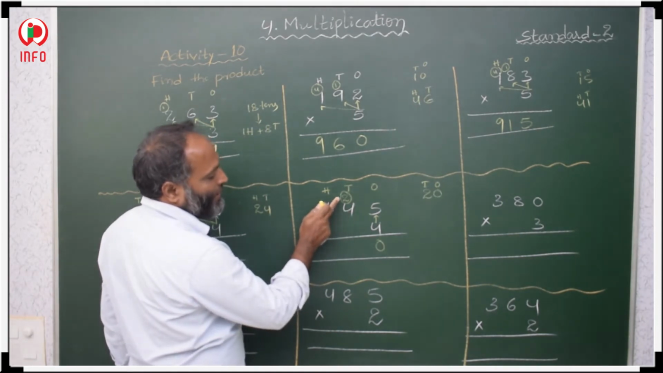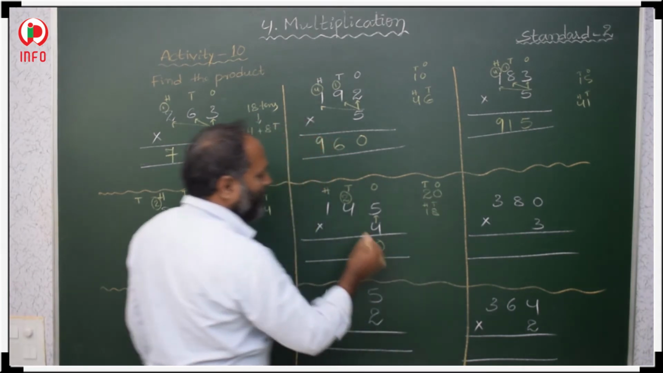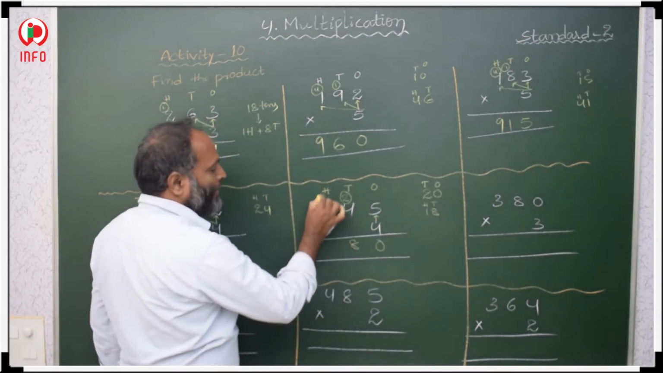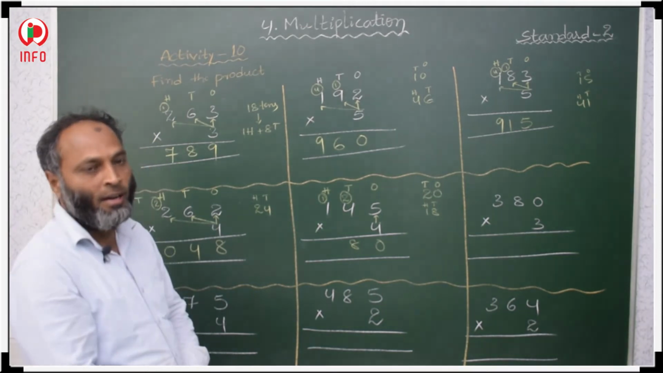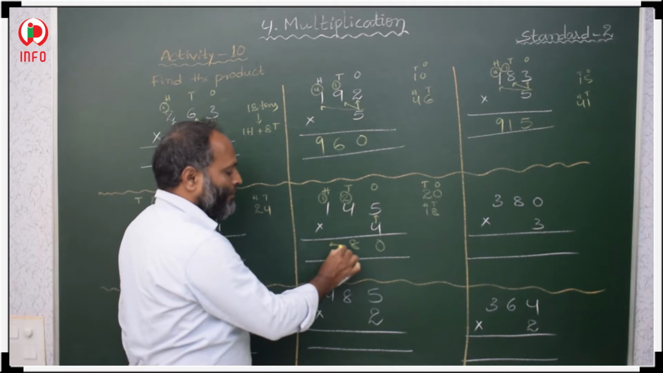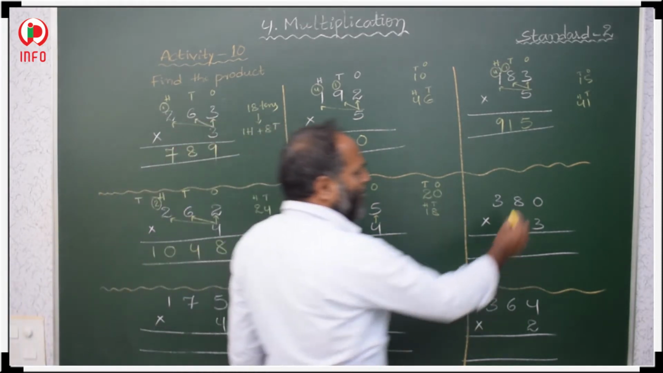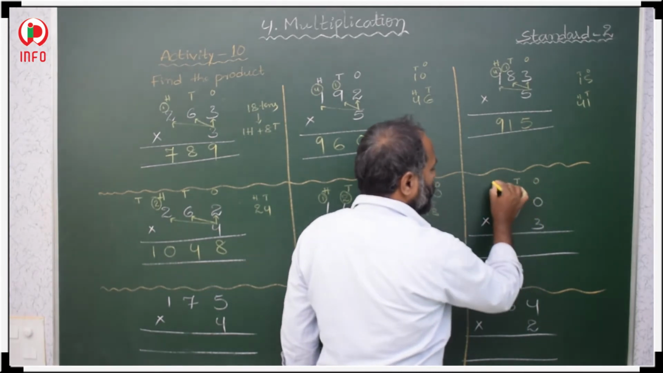16 tens, 17, 18. 18 tens means 8 tens, 100. 8 in tens, 1 carry over on hundreds. 4 ones are 4, 4 plus 1, 5. 580 is the product.